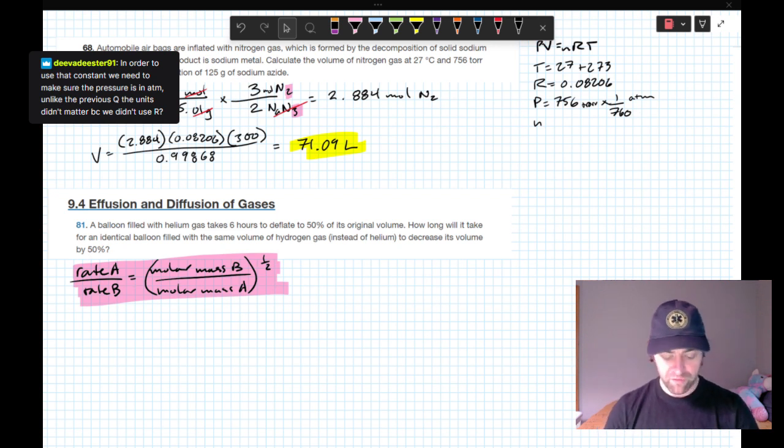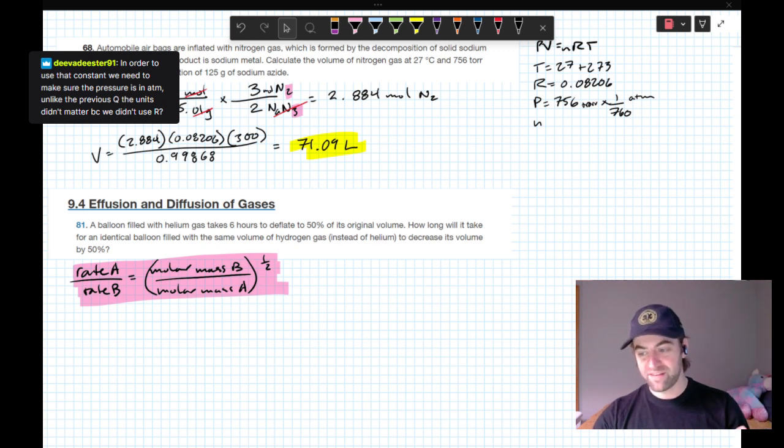All right, section 9.4, effusion and diffusion of gases. So effusion is gases moving from chamber to chamber, usually through some kind of orifice. Diffusion is to do with the mixing of gases. A balloon filled with helium gas takes 6 hours to deflate to 50% of its original volume. How long will it take for an identical balloon filled with the same volume of hydrogen gas instead of helium to decrease its volume by 50%?